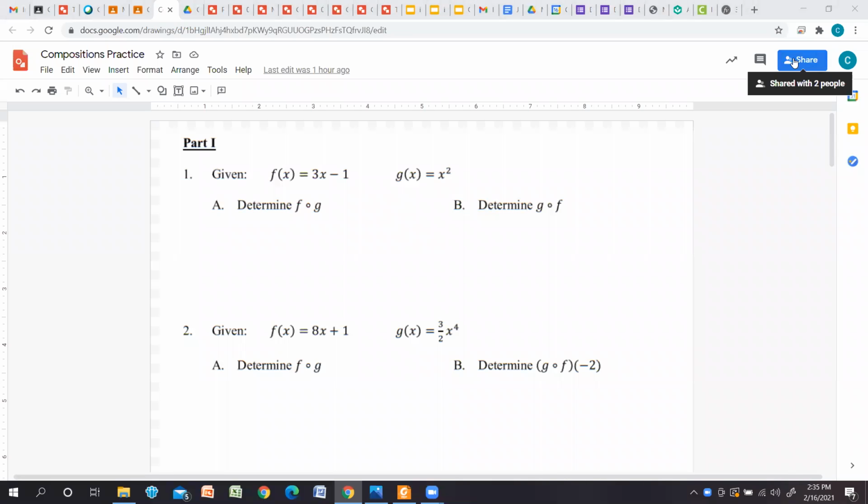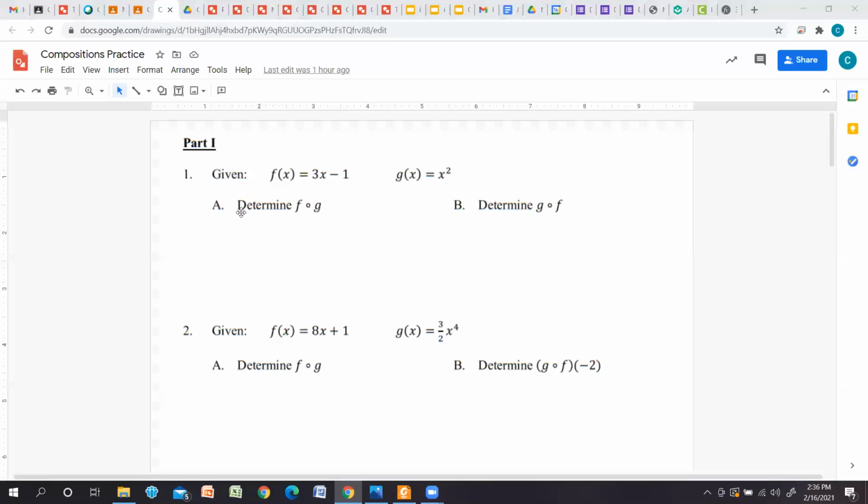Good afternoon. For this assignment, you will be practicing compositions. So remember, a composition is really different than any operation we've learned before. I will do one problem on each page just to give you an idea. But the main idea is that the input of one function is the output of the other.